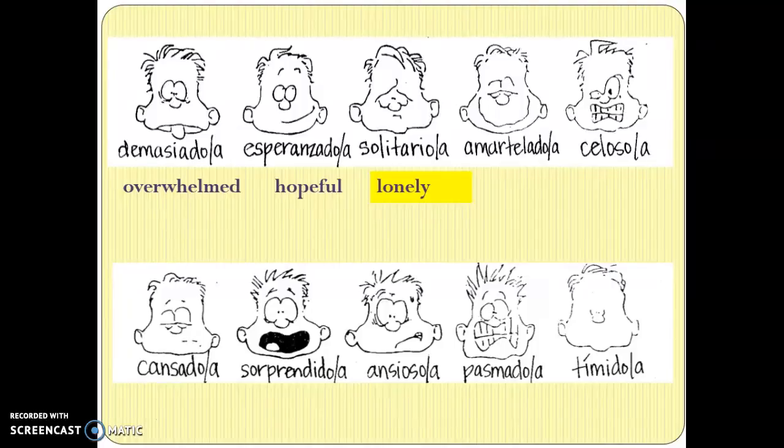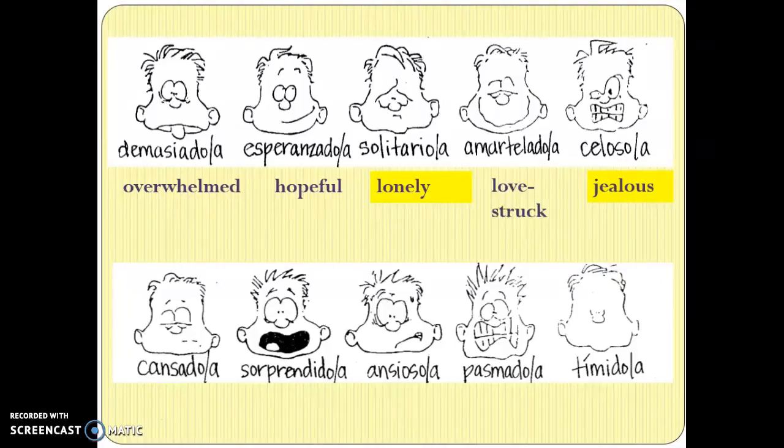Amartelado, if you look at the first four letters, amar means to love. And so this is the feeling of being in love or love struck. You don't need to know that one, so no need to highlight it. And celoso means jealous, and you need to know that one.